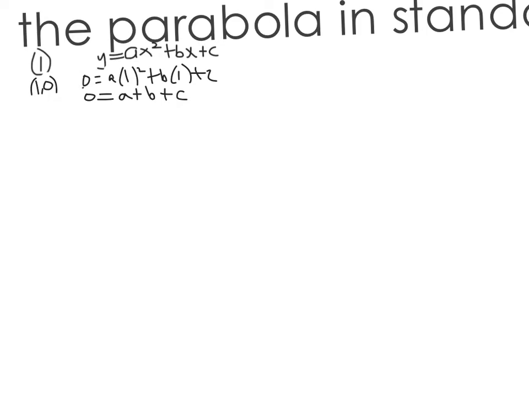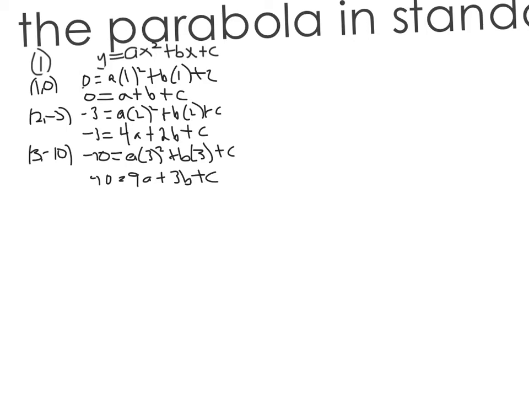Now we're going to do the same thing for the next ordered pair, (2, -3). Notice the resulting equation is -3 equals 4a plus 2b plus c. Now do a similar process for that third ordered pair, (3, -10), and you should get a resulting equation of -10 equals 9a plus 3b plus c. Now, notice we have an equation 1, an equation 2, and an equation 3. Now we're going to write a system of equations of 3 unknowns.